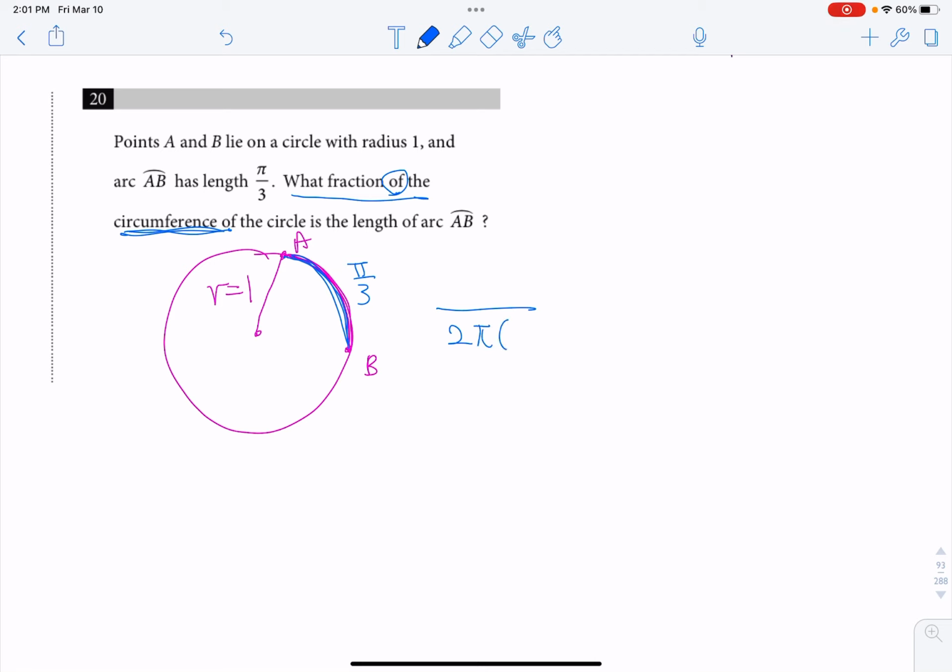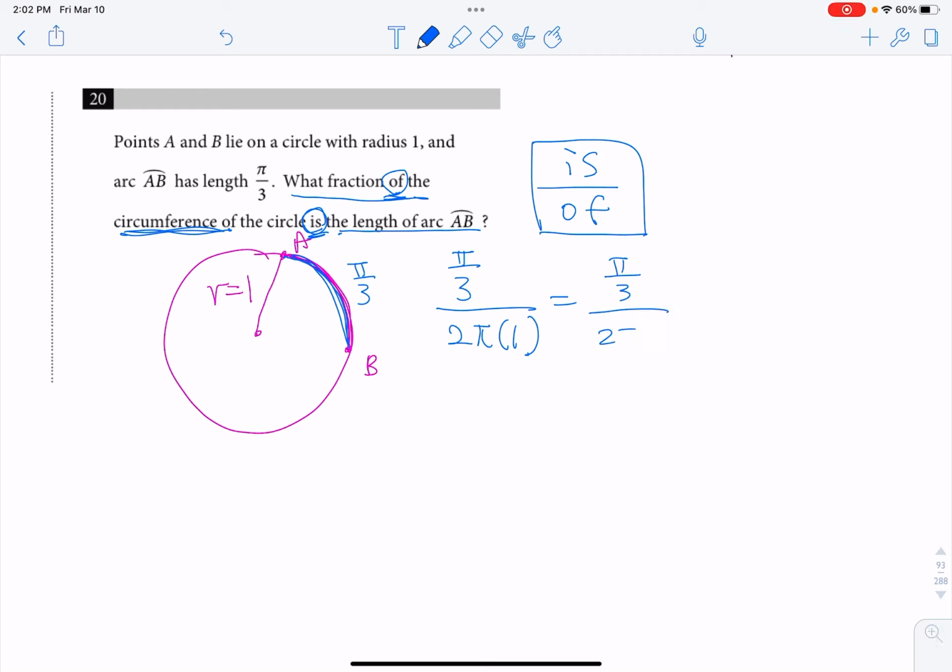2 pi r, with radius 1, and on top will be the length of the arc, which is the usual expression of the fraction. So of was on the denominator, the circumference, and the length of the arc is pi over 3. And you get pi over 3 over 2 pi. And then dividing by 2 pi, you can rewrite as pi over 3 times 1 over 2 pi. And it will give you pi over 6 pi. Top and bottom pi cancel out. You get 1 over 6 as the fraction.